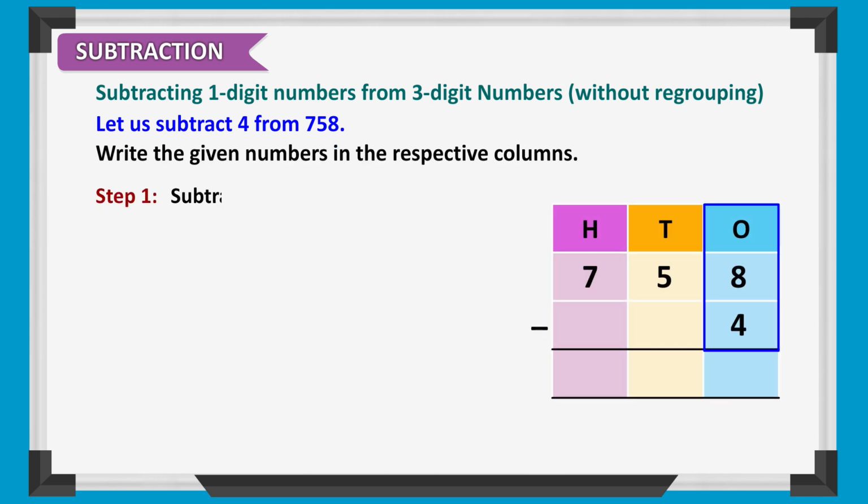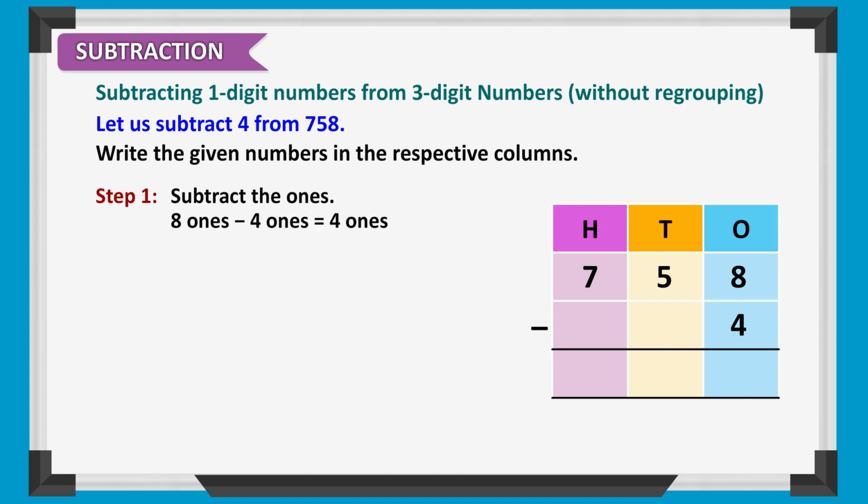Step 1. Subtract the ones. 8 ones minus 4 ones is equal to 4 ones. Write 4 under the ones column.